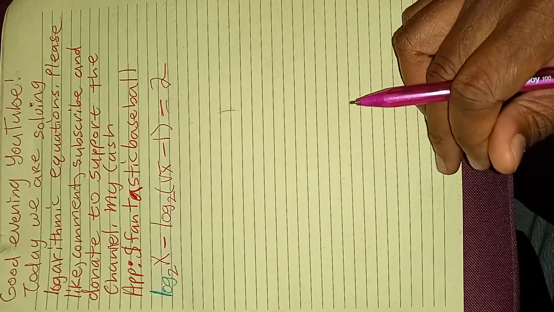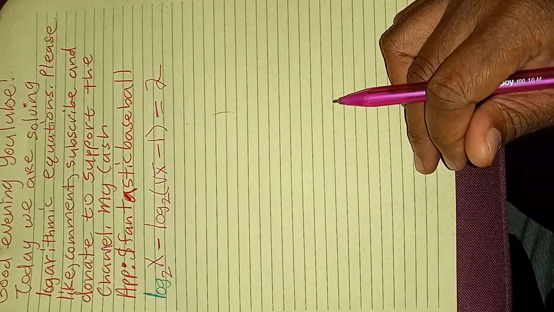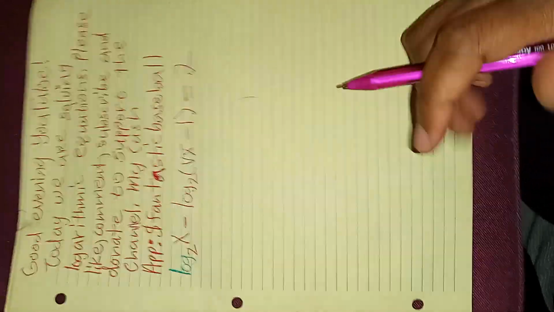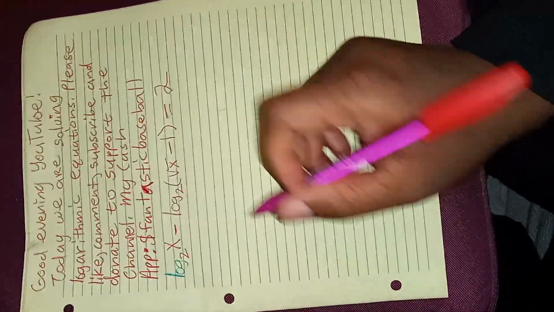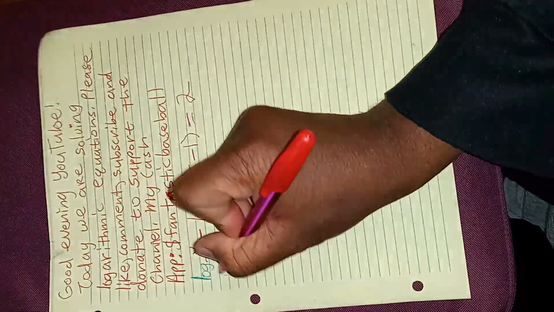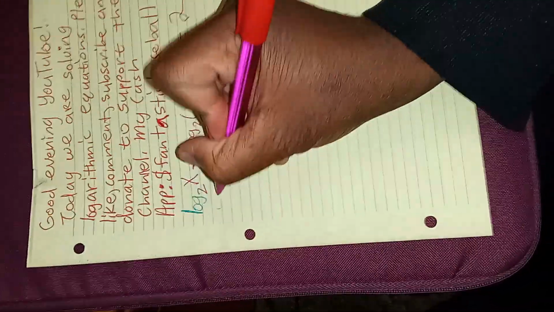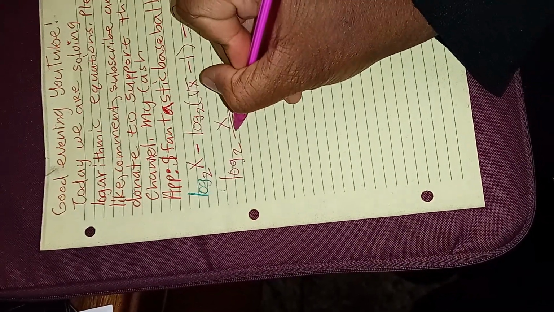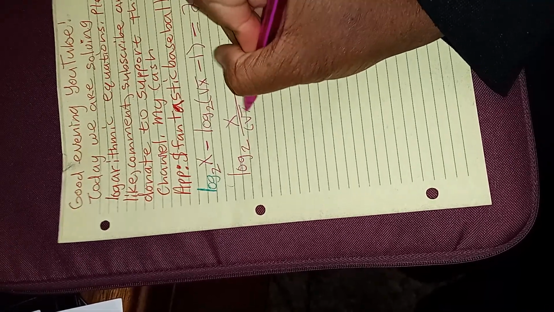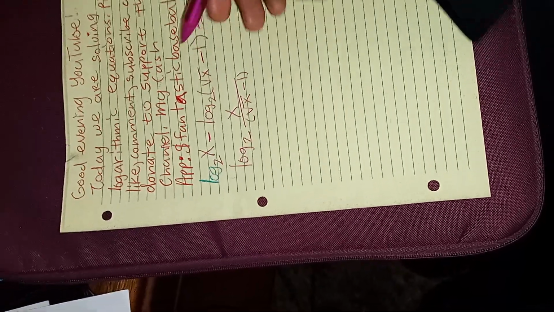So again, log sub 2 of x minus log sub 2 of the square root of x minus 1 is equal to 2. As we see on the paper, subtraction will turn into division when we condense logarithms. So this will become log sub 2 of x divided by the square root of x minus 1 is equal to 2.